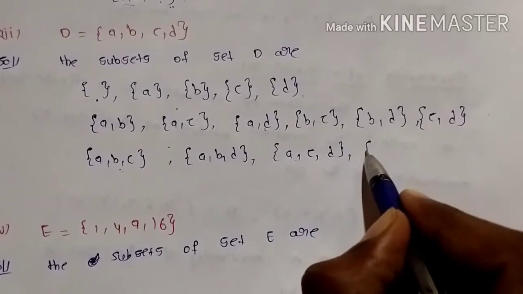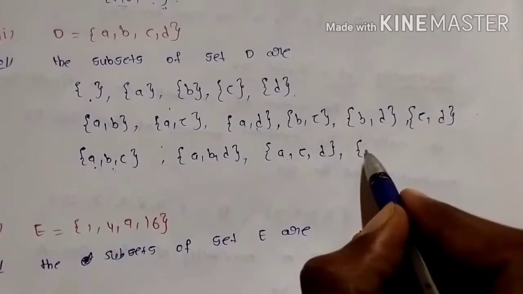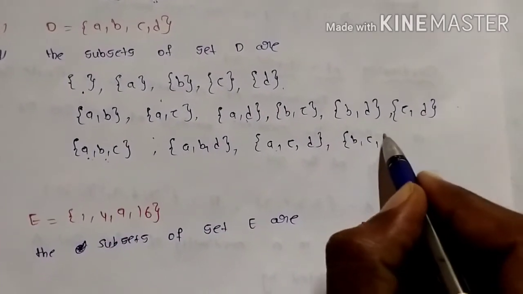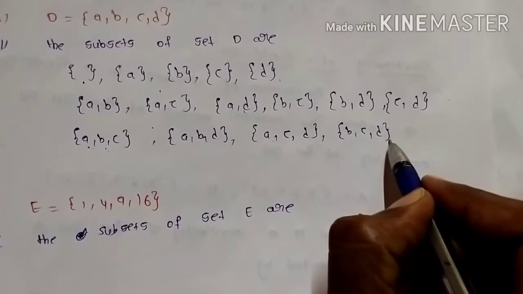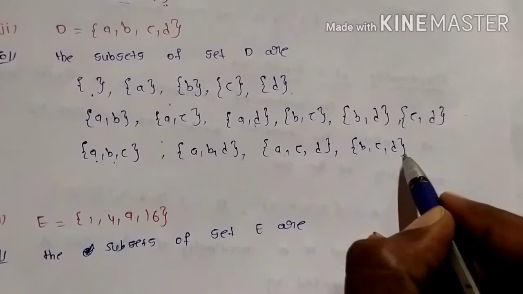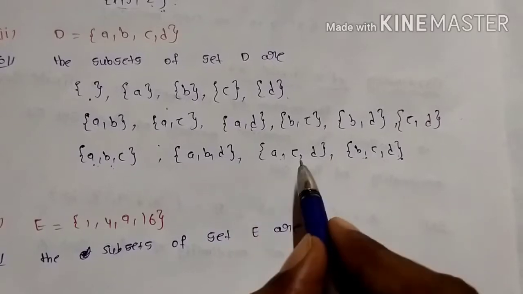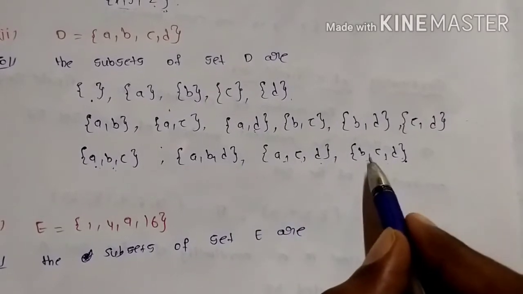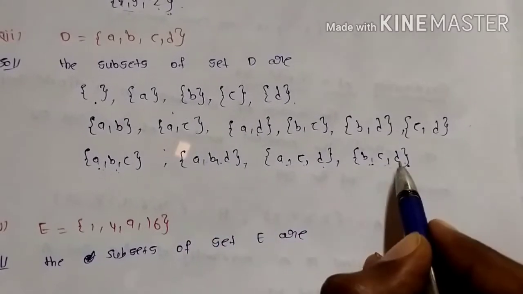Next, you can consider here, instead of A, you can take B. What will happen here? B comma C comma D. Yes or no? B comma C comma D. Almost with three elements your subsets are completed. Yes or no? If it is possible, you can take C comma A comma D. CAD is available. If you are taking D, DAB. DAB is available? Yes, DAB is available. So you can stop here only.